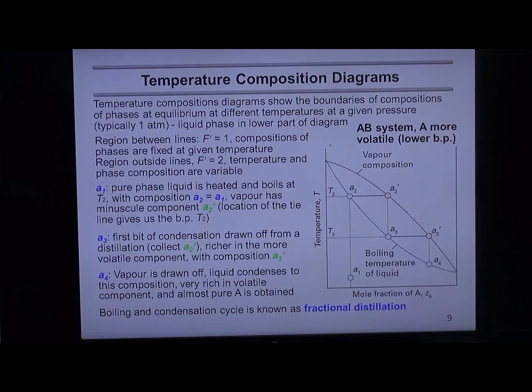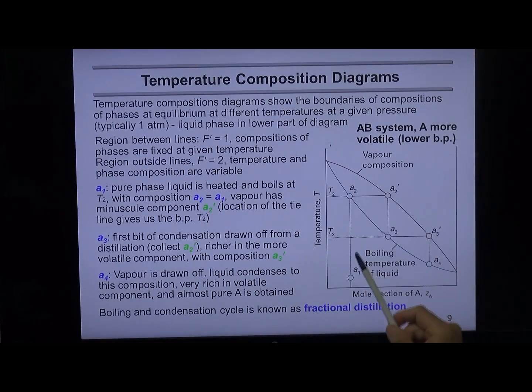Alright. The usefulness of this temperature composition diagram is that we can understand the distillation process. You might do the distillation experiment in the class, in this room later, in the experimental classroom, right? We can understand the distillation process using this temperature composition diagram. Let's do it.